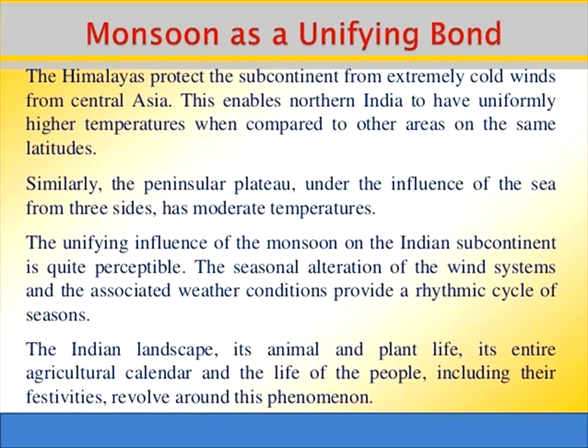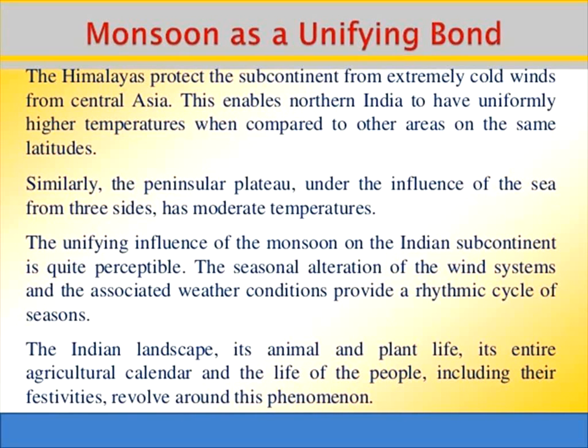The unifying influence of the monsoon on the Indian subcontinent is quite perceptible. The seasonal alteration of the wind system and associated weather conditions provide a rhythmic cycle of seasons. That is what we are calling the rhythmic cycle: hot weather season, cold weather season, and rainy season. That is the retreating season, the transition season. In some areas it occurs, in some areas it goes for drought.